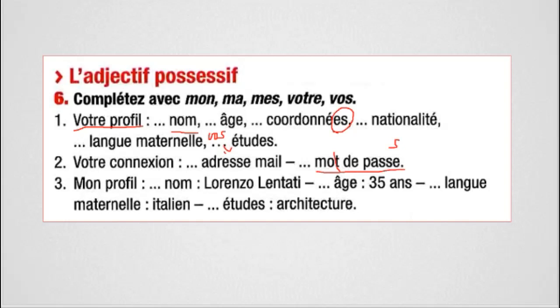Mon profil. Mon nom. Don't pronounce this one. Mon nom. No. Just like this. The same thing, no. Pronounce it. Yes. Mon nom. Mon nom. Mon nom. Mon âge. Mon âge. Very good. Mon âge. Ma langue, ma langue, ma langue maternelle, italienne, italien, okay. Mes études. Architecture.